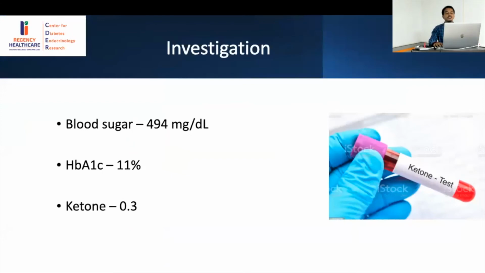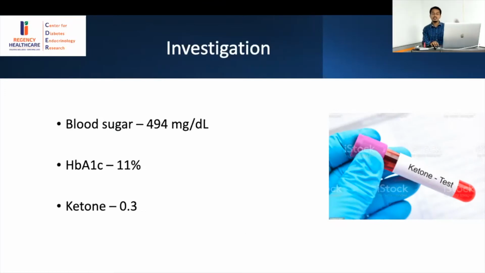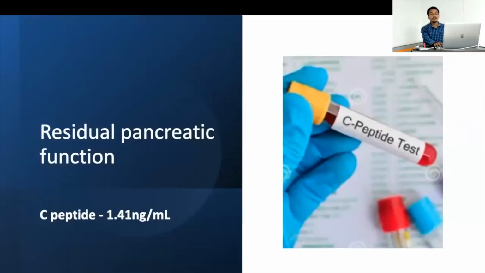The investigations revealed a high blood sugar HbA1c of 11%, but the ketones were normal. So again, MODY and LADA stand out at this point of time. Which form of MODY? So at this point of time, with such high glucose, it will be most likely HNF1 alpha or HNF4 alpha. Okay. The residual pancreatic function we checked, it was also within normal limits.